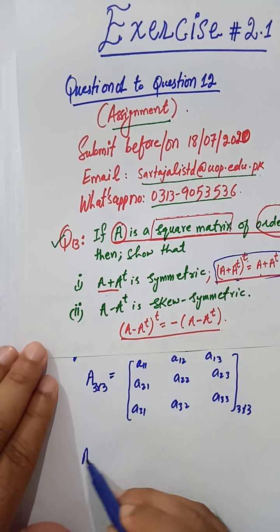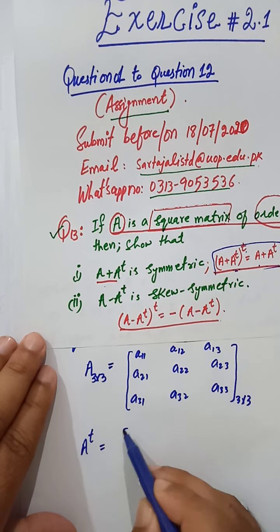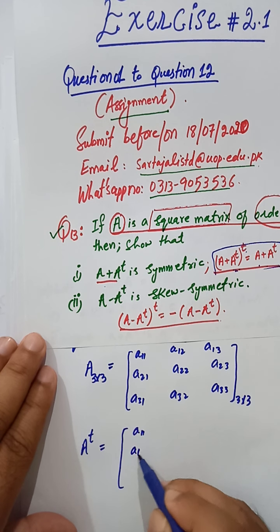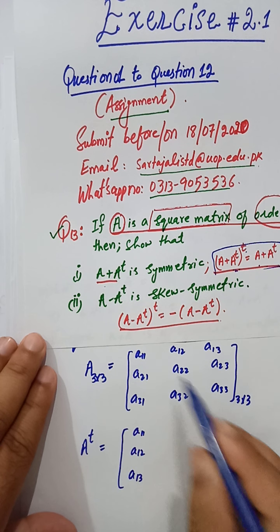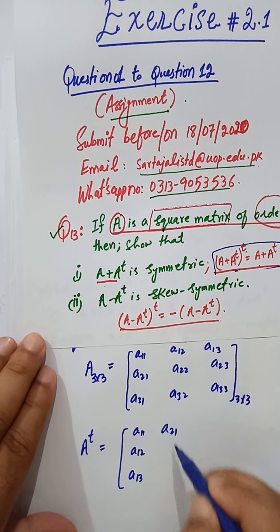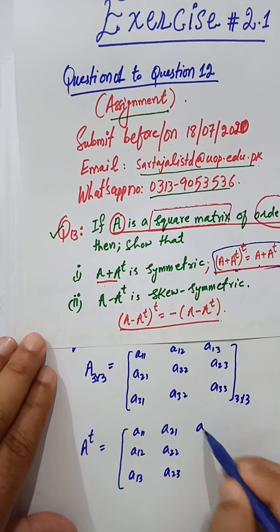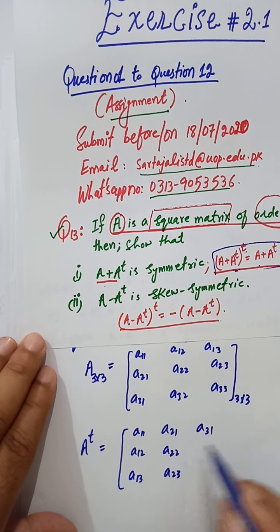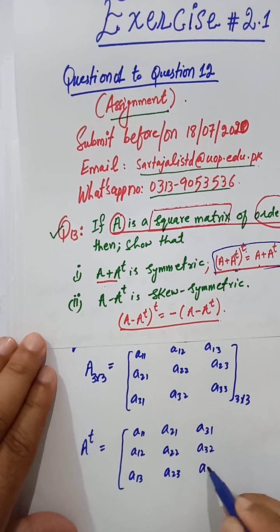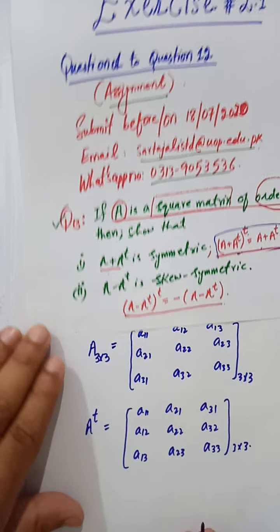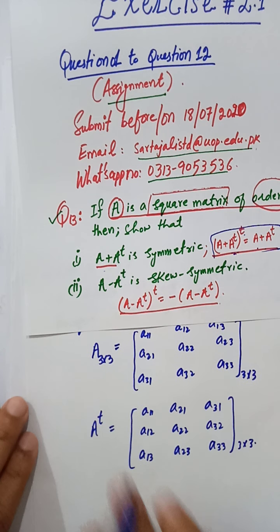Now if we take the transpose of this, its transpose will be A11, A12, A13. I am converting the rows into columns. You may also convert the columns into rows, the choice is yours, but I am converting rows into columns. You see that the first row is written in the first column, the second row in the second column, and now I am writing the third row in the third column. So this is the A transpose of the given matrix.